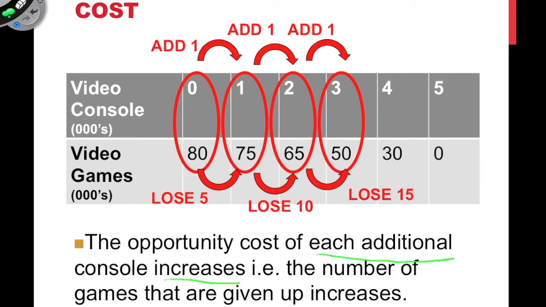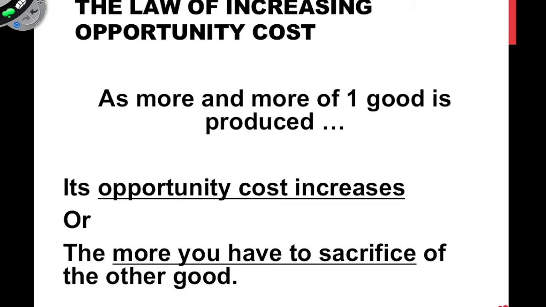This is, in economics, a law that we call the law of increasing opportunity cost. Every time you see a law in economics, it's something that's been proven again and again, and that is present throughout the economy. And what it tells you is that the more you produce of one particular item, the opportunity cost for each additional unit will keep increasing, meaning you have to sacrifice more and more of the other good as you produce more and more.